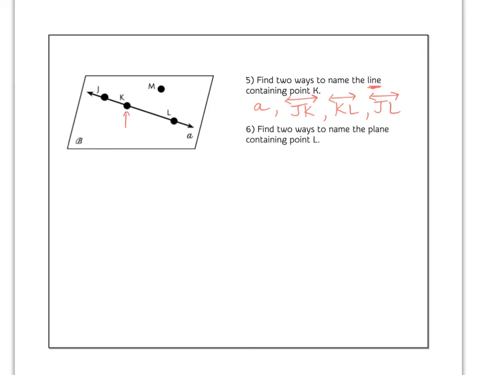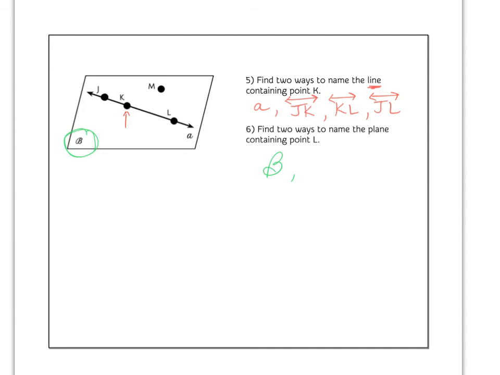Number 6, find 2 ways to name the plane containing point L. Okay, so the plane is the whole flat surface. Do you see this cursive letter down at the bottom? That does not have a dot by it. That's a cursive B. So B is one way to name that plane. Now, a second way to name a plane is you use 3 points that are on that plane, but they cannot be collinear. They cannot be in a straight line.